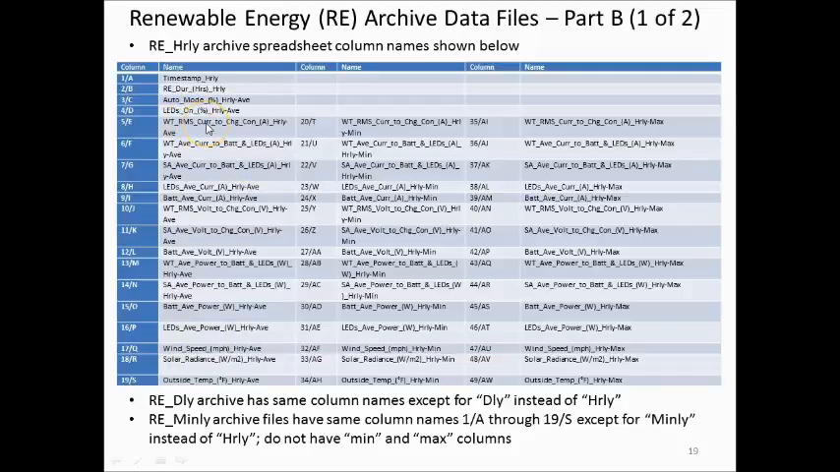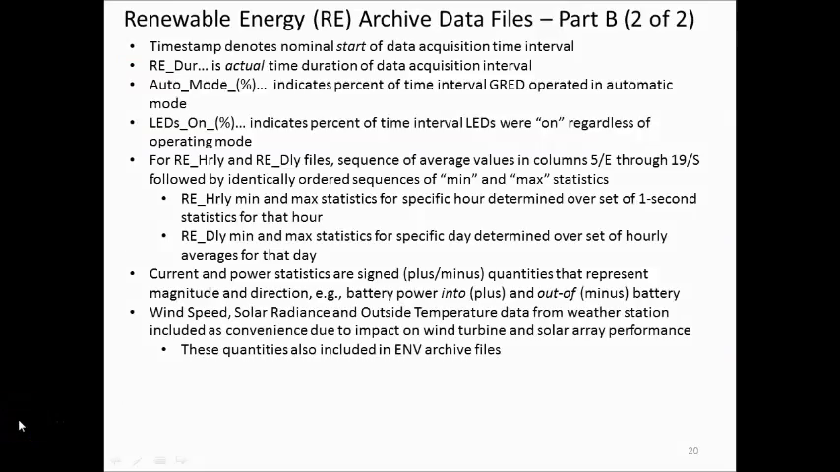So the wind turbine RMS current to the charge controller hourly average for a full hour represents an average value over 3,600 RMS 1-second statistics, obtained from 300 high data rate samples. It should be noted that several of the current and power statistics are signed, that is plus-minus quantities, that represent both magnitude and direction. For example, for the battery, positive numbers represent current or power flow into the battery, and negative numbers will represent current or power flow out of the battery.